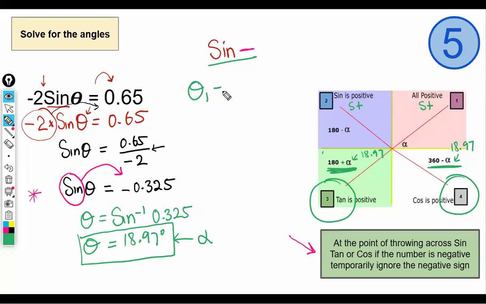So my first answer using this is 180 plus 18.97, which is 198.97. And to get my second answer, theta 2, use 360 minus alpha. 360 minus 18.97 is 341.03. How many people got those two answers without my help, like before me?